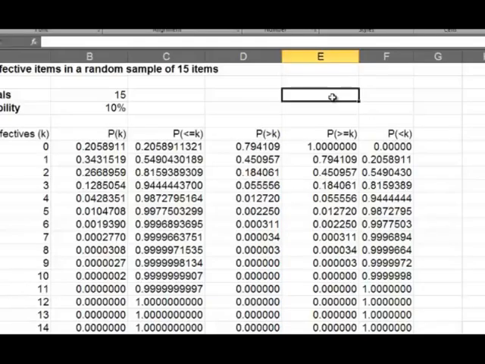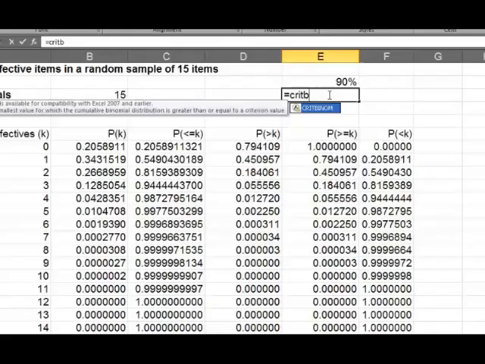So I can use my crit binom function if I want to know, what did I say, 90%? I want to be 90% sure that my numbers are going to be at or below a certain value. So we'll see how the crit binom function will help us there.